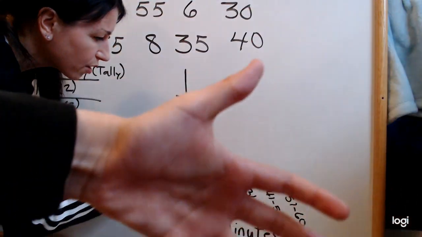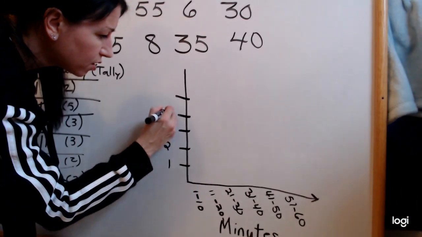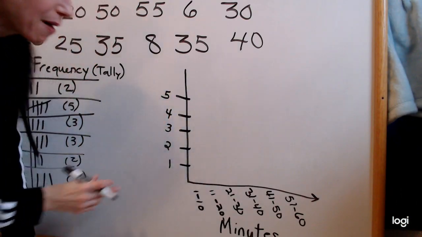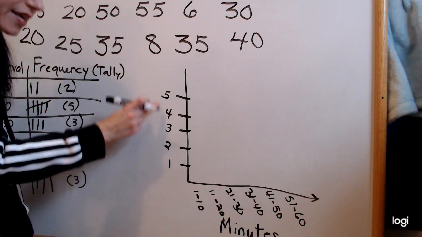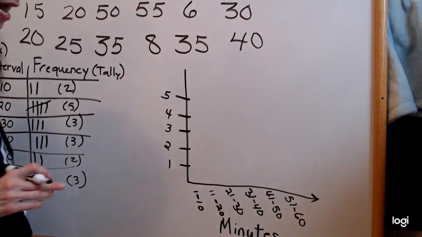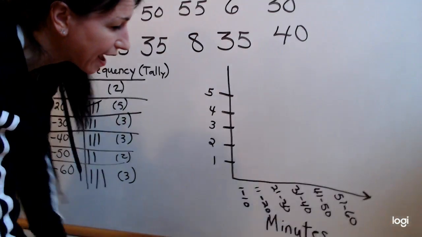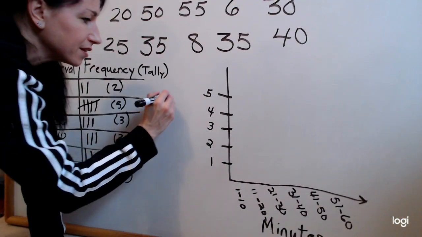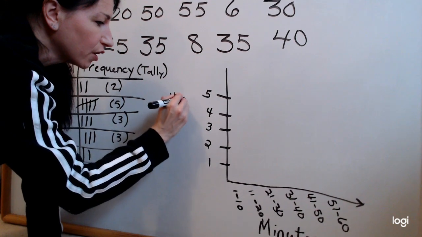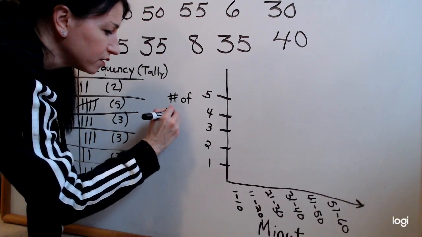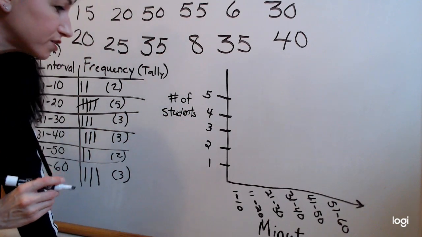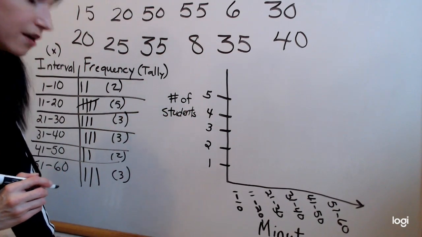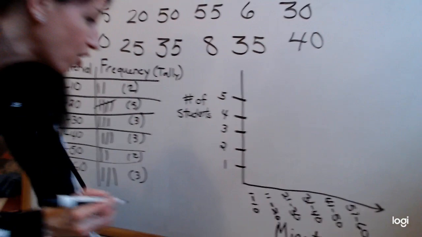Now, if I was going up to 10 or 12 with one of my bars, I might count by 2s here. 2, 4, 6, 8, 10. But we didn't have that much data, so we didn't have to. And again, I'm going to label this number of students, because I questioned my students on how long it took them to get ready. Now all I got to do is make the bars.